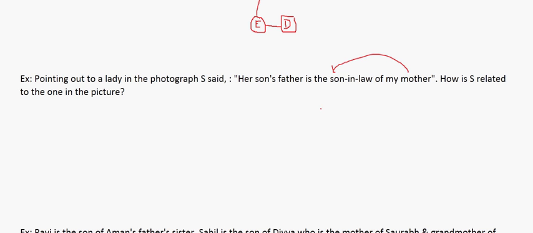So there is my mother, and then there is a son-in-law, right? Now the photograph of this lady was there, right? So this lady is either herself or her sister, right? She cannot be anything else. So this lady which we have to find is herself or her sister, right?